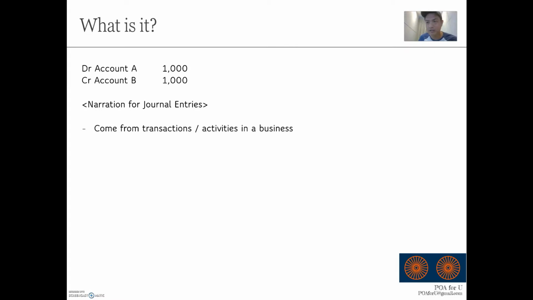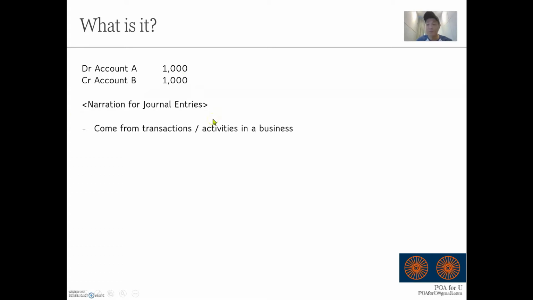Now, what are journal entries or double entries? It's debit to one account and credit to another account, and the debit and credit will be of the same amount. Sometimes, if the examination questions ask you to specifically write down the journal entries, then they would ask for a narration of the journal entries, and journal entries will always come from a transaction or an activity that the business does. So this is the structure of the journal entry: a very simple debit, credit, amounts are always the same, and then a narration.